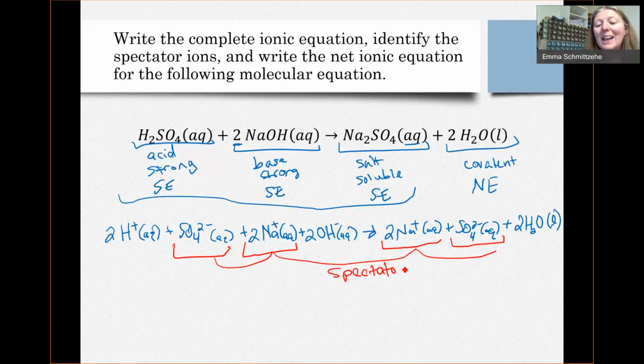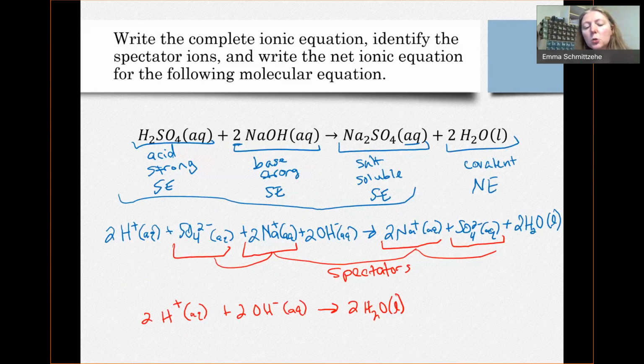So to get the net ionic reaction, we just remove those. And so my net ionic from my complete ionic would be 2H plus 2 OH minus going to 2H2O. Now this one's a little bit unusual because now that we've eliminated the spectators, now we have excess balancing here, right? We have 2 to 2 to 2.